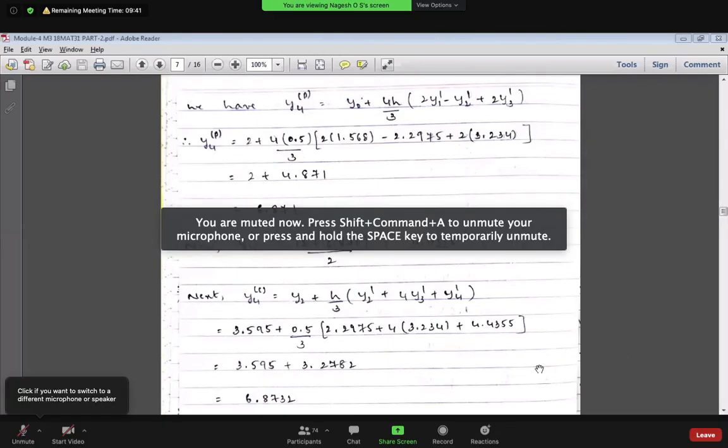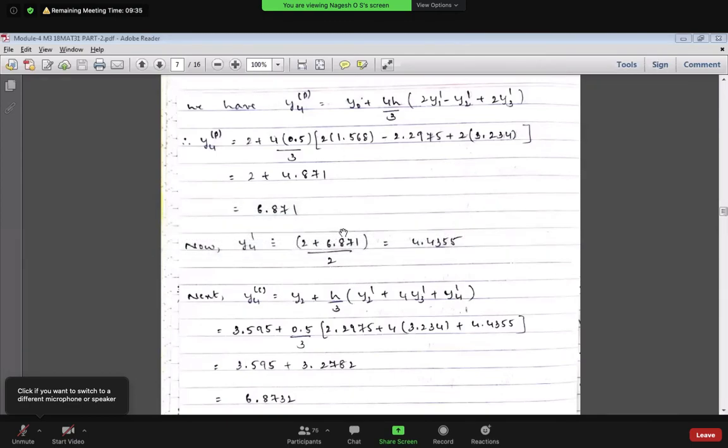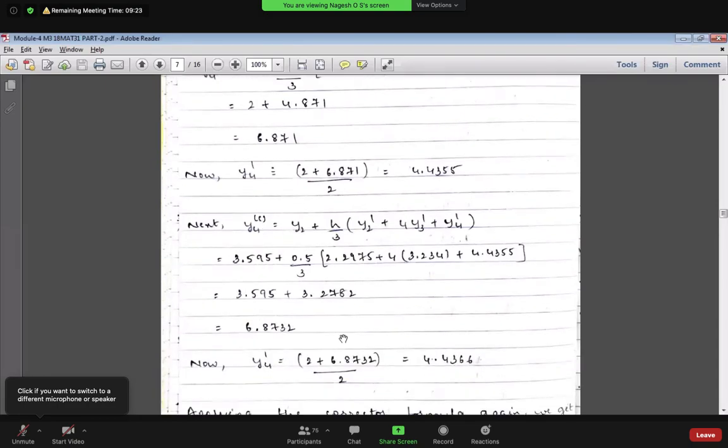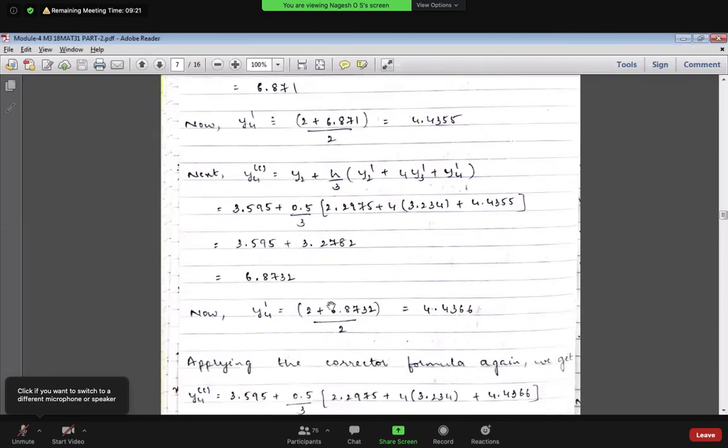Before that, for substitution, what we need is y4 dash. Y4 dash is x4 plus y4 of p divided by 2. x4 is 2, y4 of p is this, divided by 2. Substitute that, you will get y4 dash as this much. Okay, this is the y4 of c value, 6.8732.